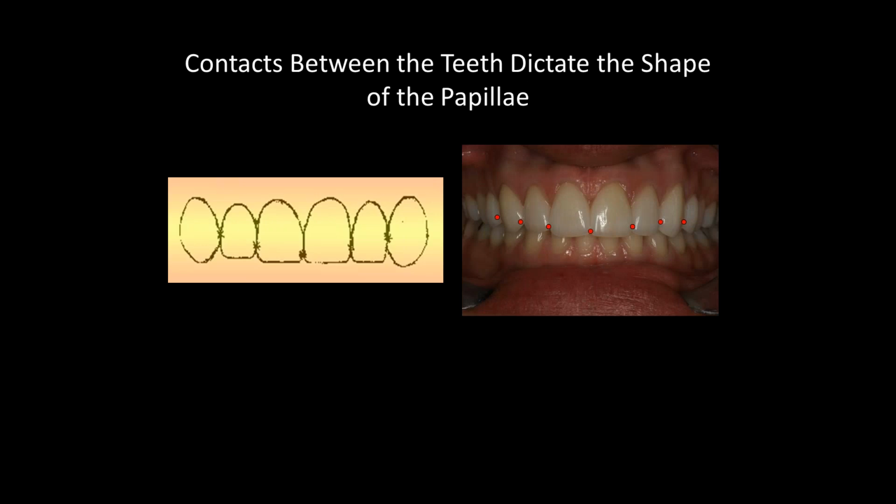Contacts between our teeth dictate the shape and the length of the papillae. The highest point, the most incisal point of contact, happens between our centrals, and as we move back, that contact point starts to go gingivally. From the soft tissue standpoint, our longest papilla will normally be between the centrals, and as we move back, the papilla shape begins to shorten toward the posterior teeth. As we recreate and do these contours, we need to keep that in mind.